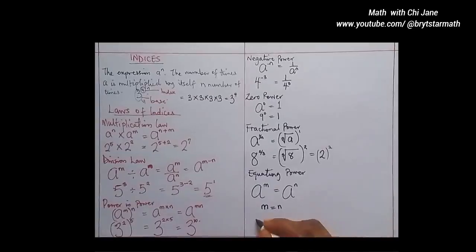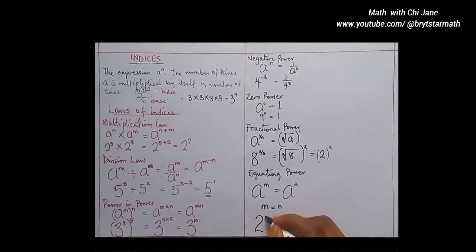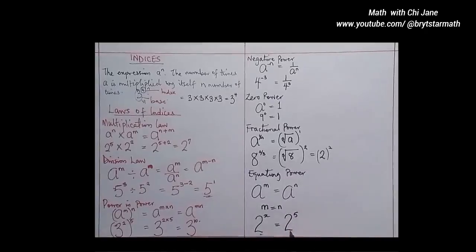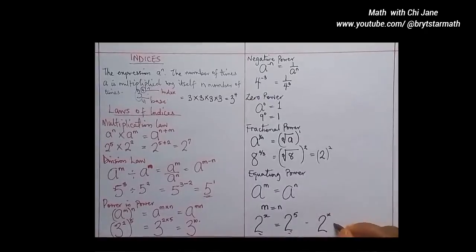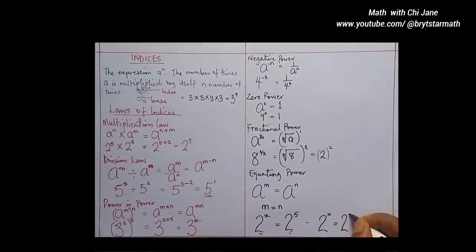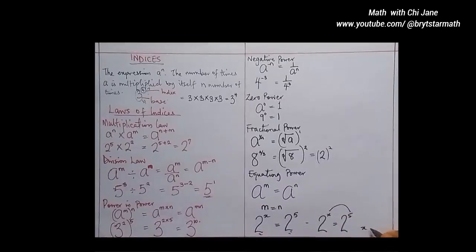Now, if we are given 2 raised to the power of x equals 2 raised to the power of 5, they are the same base. So we have 2 raised to the power of x is equal to 2 raised to the power of 5. Where we are equating the powers, it will now be x is equal to 5.